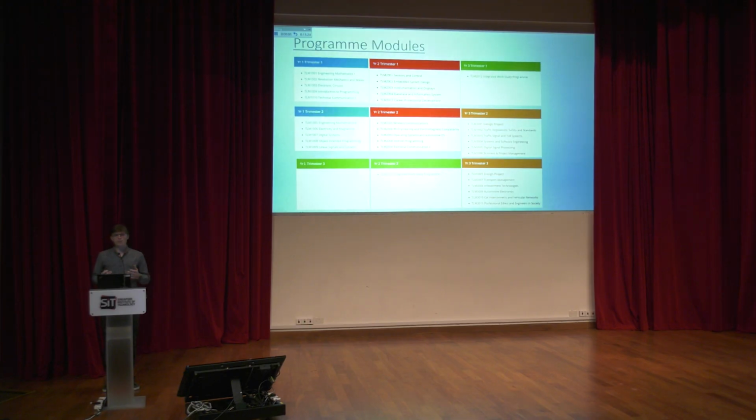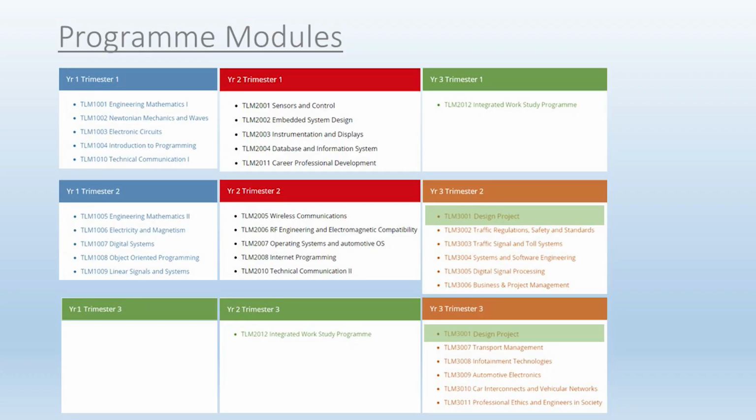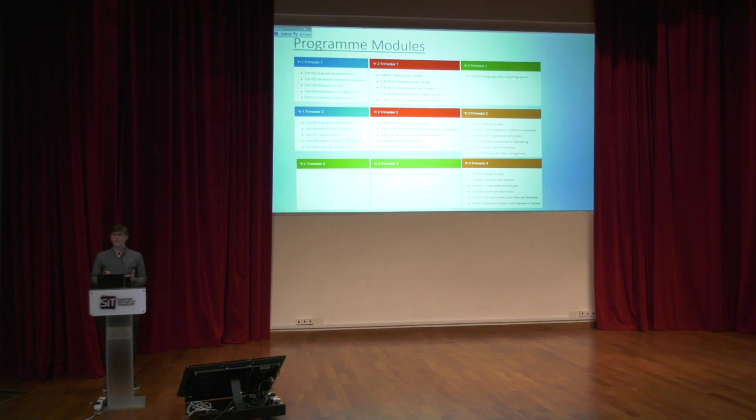So let us just very briefly take a slightly deeper look. I won't go through all of the modules, of course, which we cover, but just to give you an idea what we are talking about when we say foundation modules and core modules and specialization modules. So you can see here in year 1, the foundation modules are, of course, things like engineering mathematics, Newtonian mechanics, electronic circuits, introduction to programming and object-oriented programming on the computer science side, linear signals and systems. So something you would expect also from a more traditional computer engineering program.